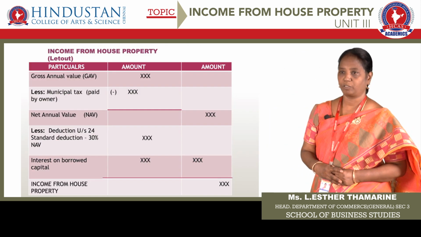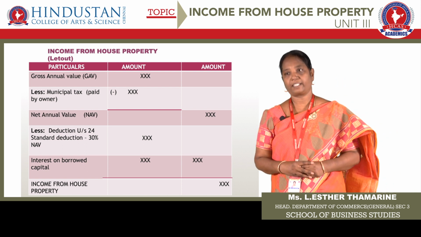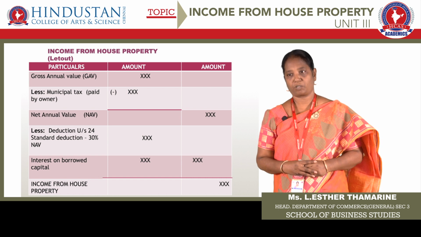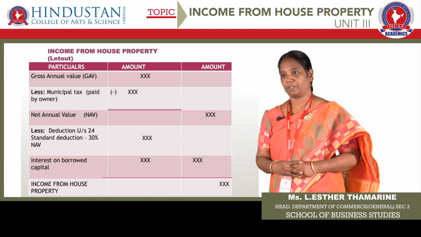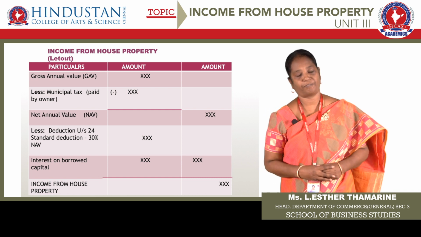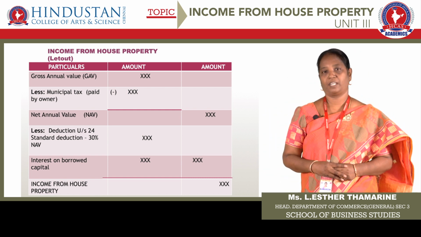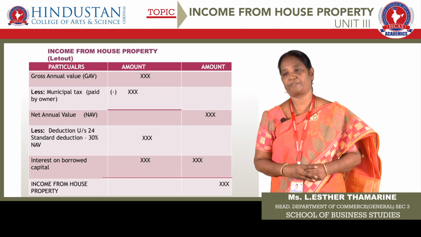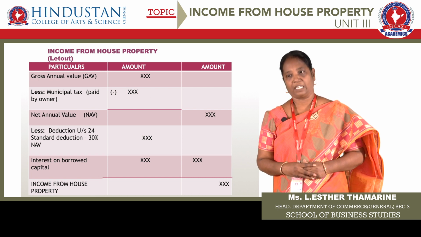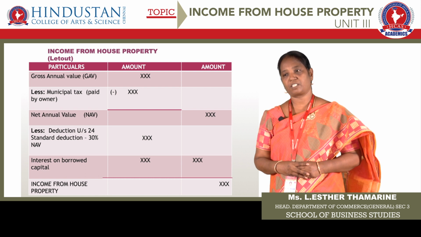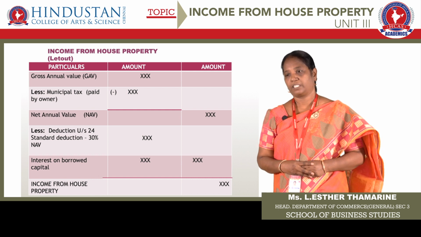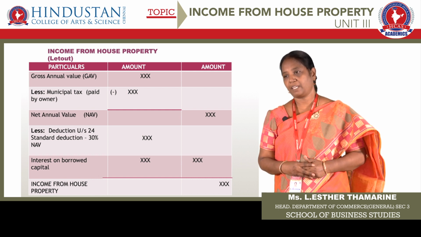This one is income from house property for a let out house. For let out houses, we have to calculate the gross annual value less the municipal tax, only if it is paid by the owner. So after deduction you get the net annual value. This net annual value is eligible for deduction under section 24. Section 24 consists of the standard deduction, which is 30% of NAV, and also we have a deduction eligible, that is interest on borrowed capital. This borrowed capital is for constructing the house. So the income from house property will be assessed.